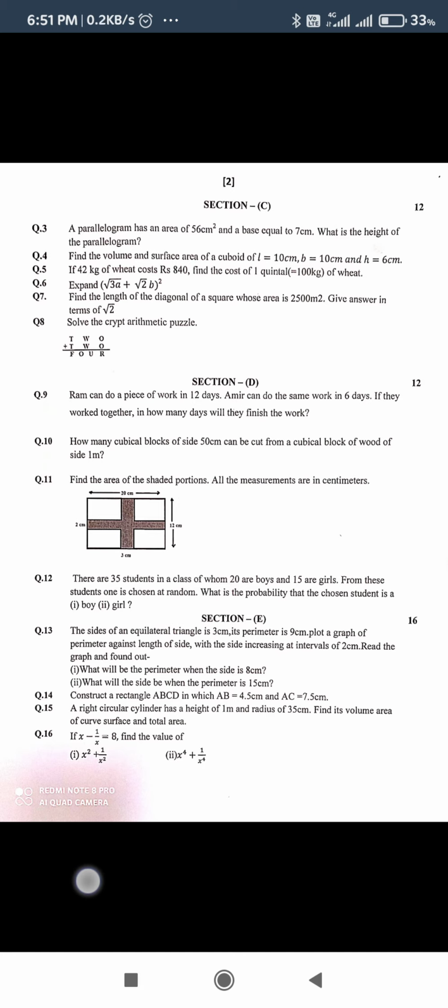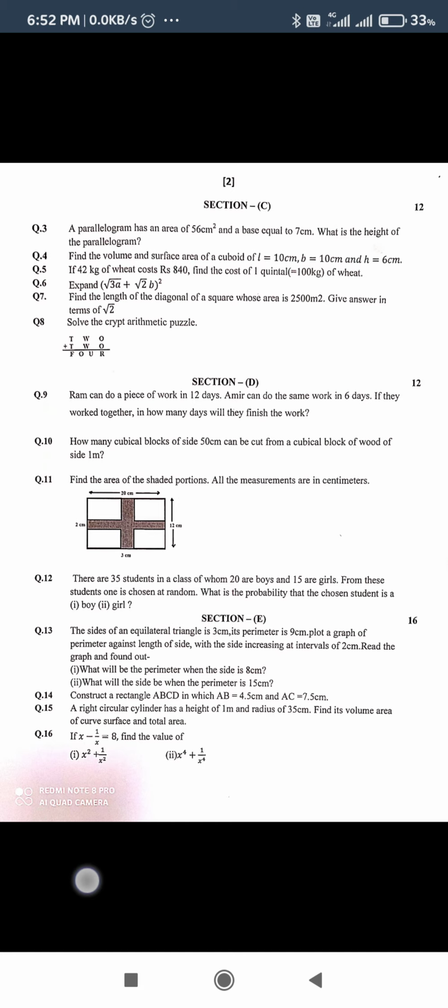Question number 5 of section C. If 42 kg of wheat cost रुपये 840, find the cost of 1 quintal. Here 1 quintal is given as 100 kg. Okay, so we have to find the cost of 1 quintal, and we are given the cost of 42 kg of wheat, equal to 840.